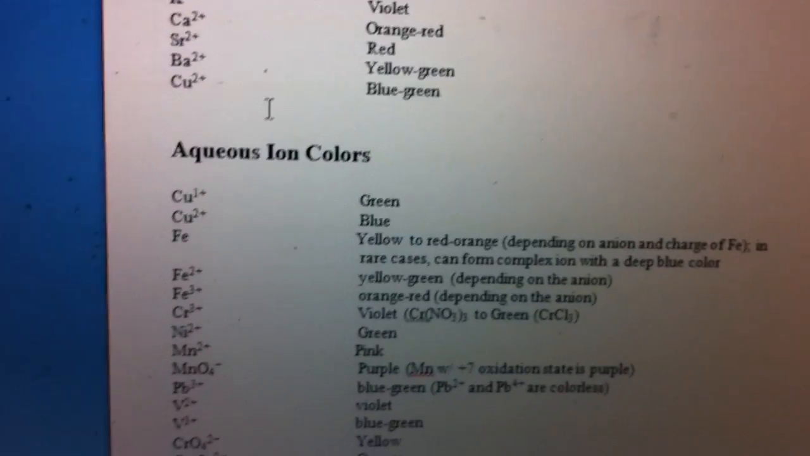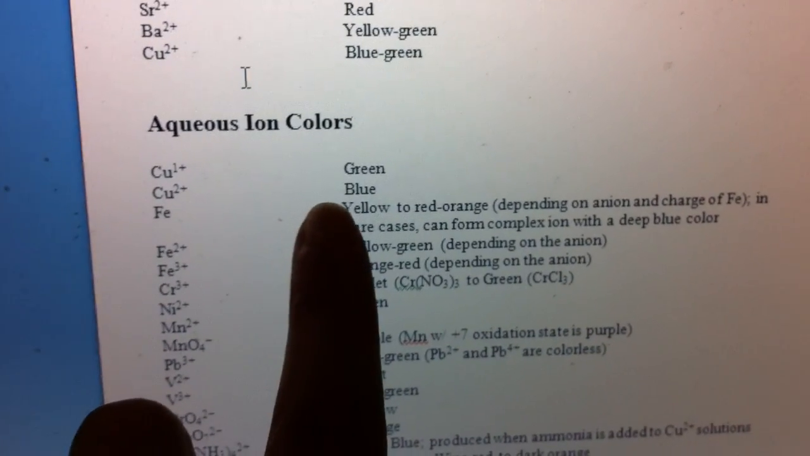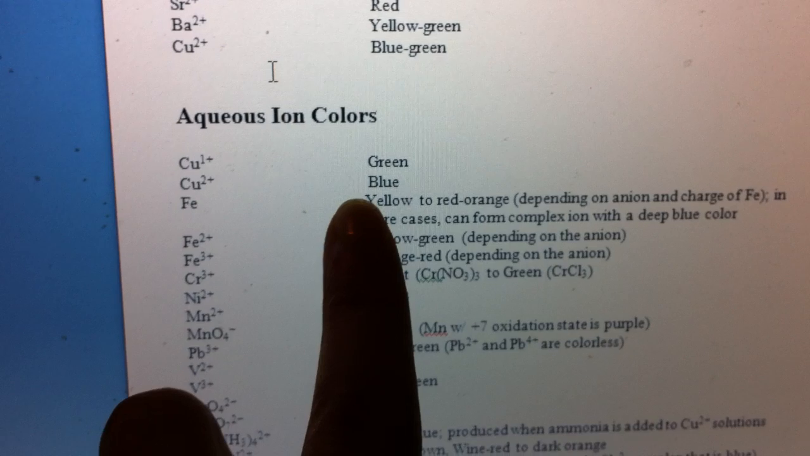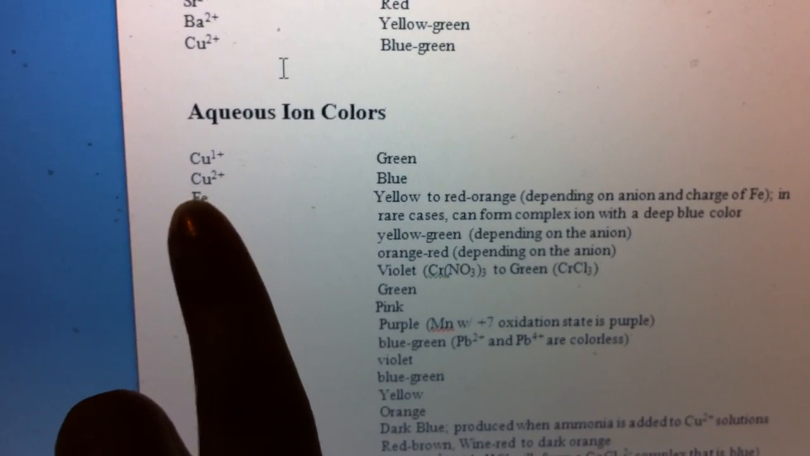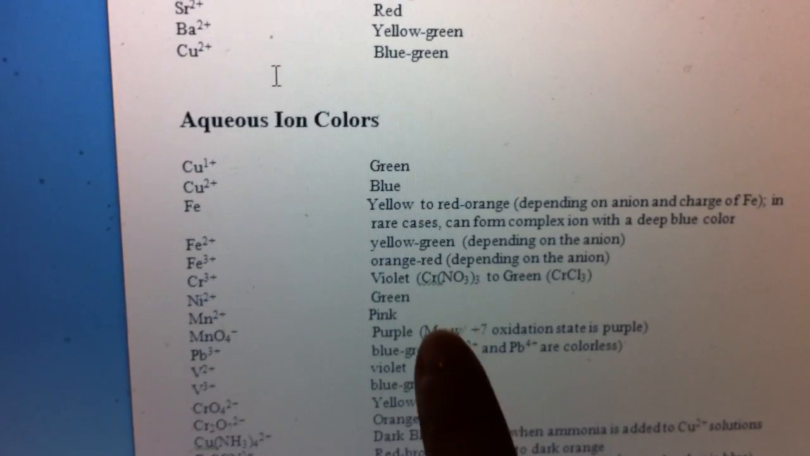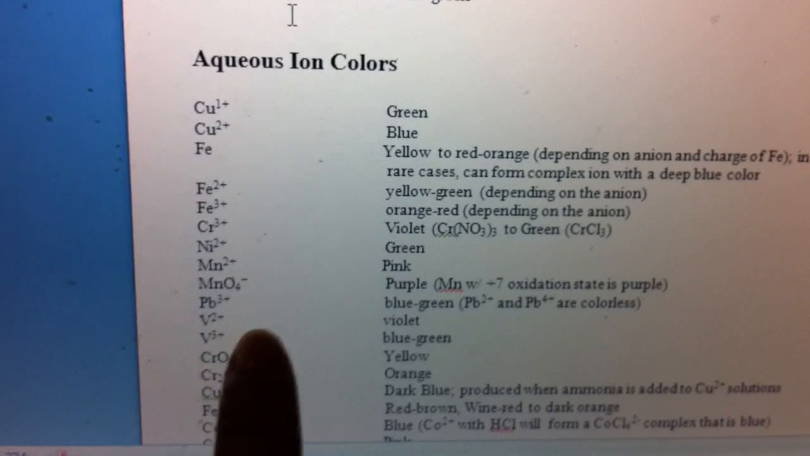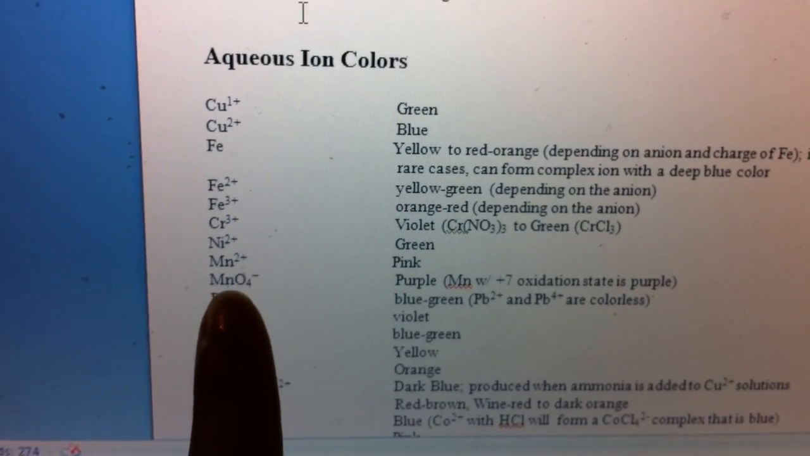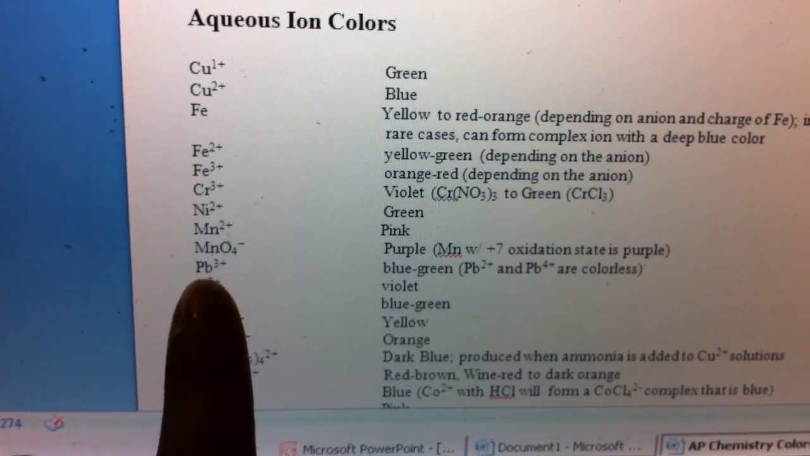For the ions, you do already know that copper is green and the other copper is blue. You don't need to know which one corresponds to which number necessarily, just that they make greenish blues. And we already know that manganese is purple. You do need to know that one.